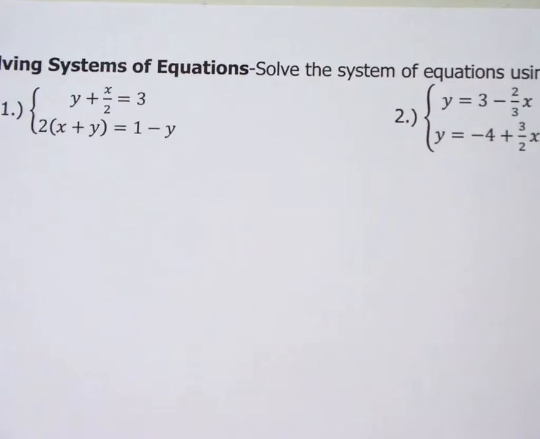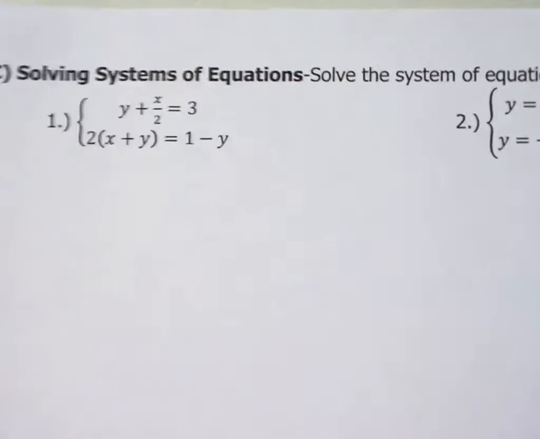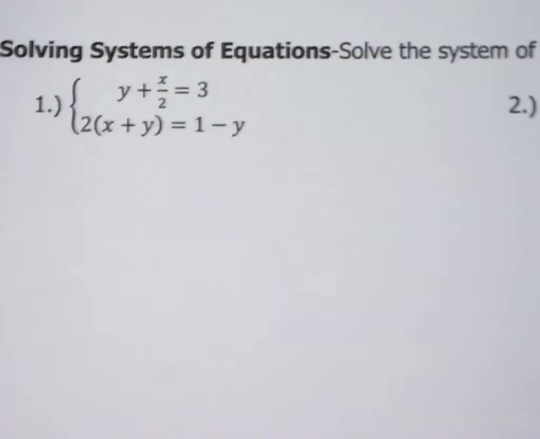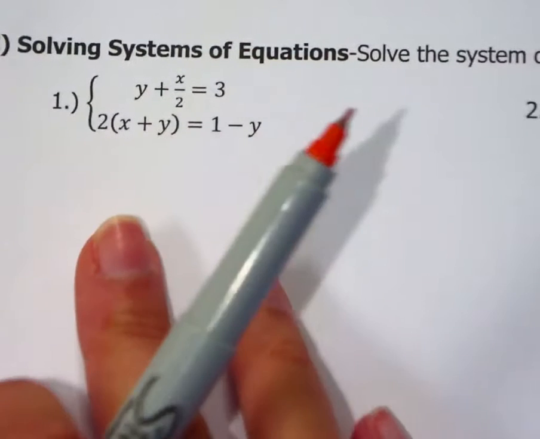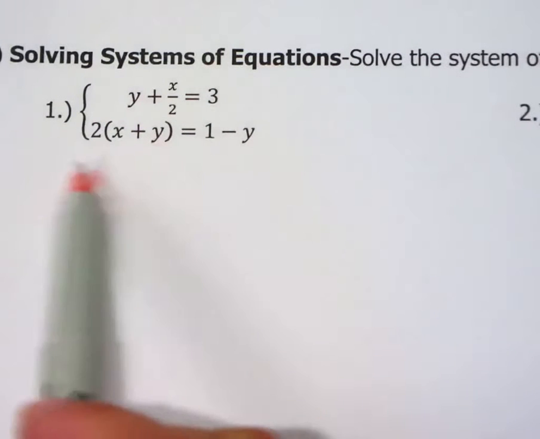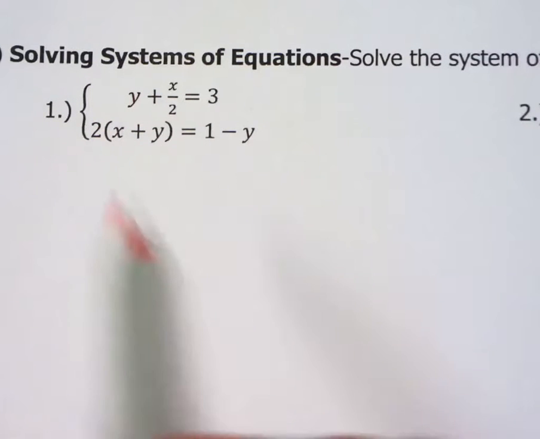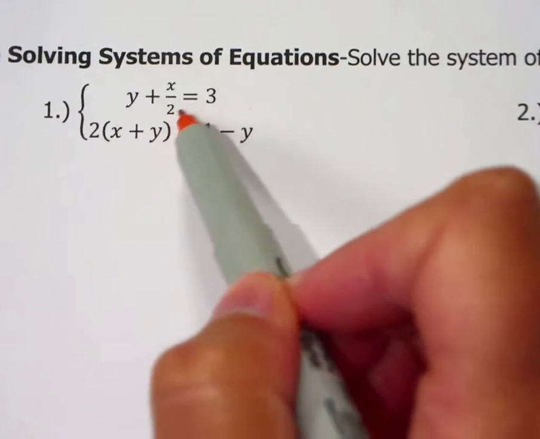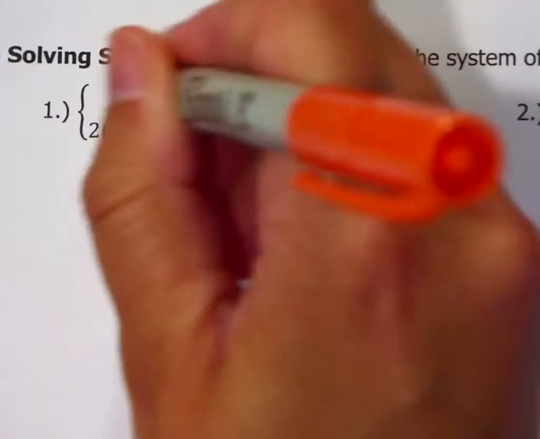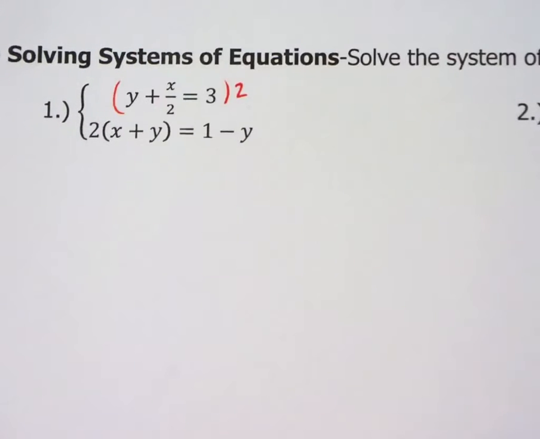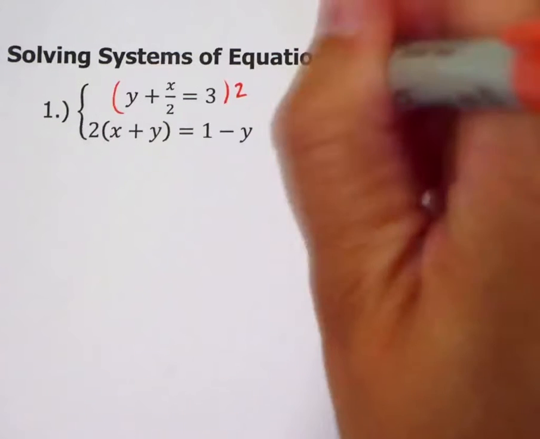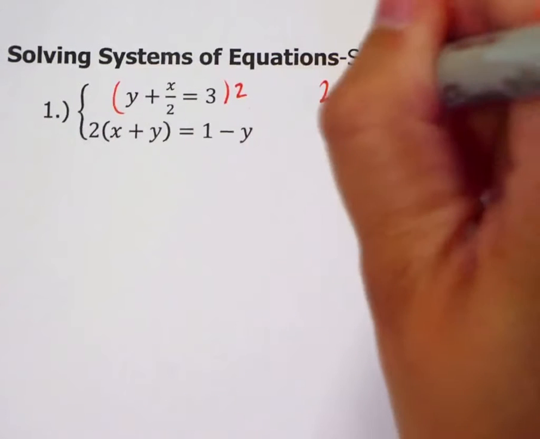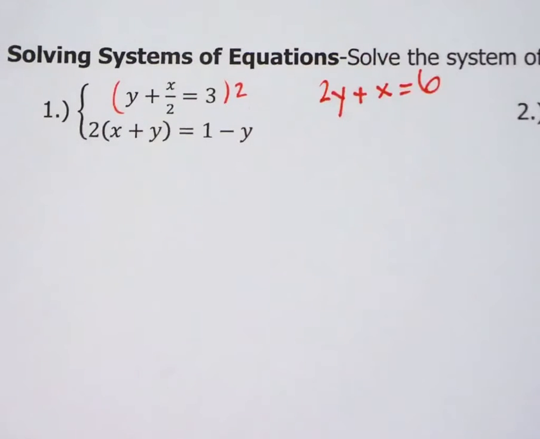You can use any method it says, so either substitution or elimination would be your best bet. So if we look at the first example, before we really try to do anything with this, let's go ahead and simplify these two equations up a little bit. For the first one, I always like to clear my fractions. So if we multiply that first equation through by 2, that gives me 2y plus x equals 6, just so we don't have that fraction.